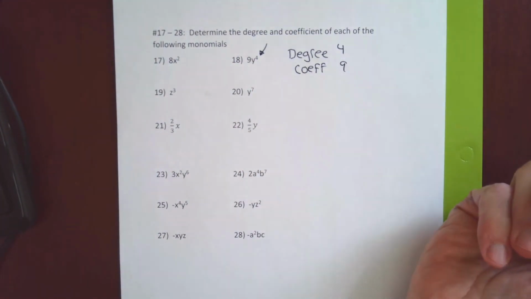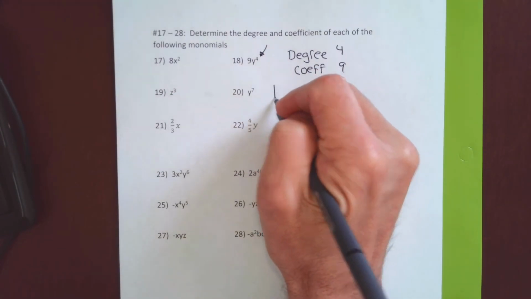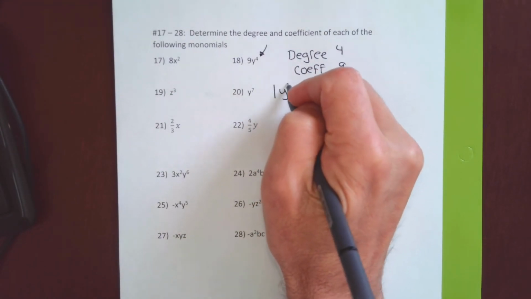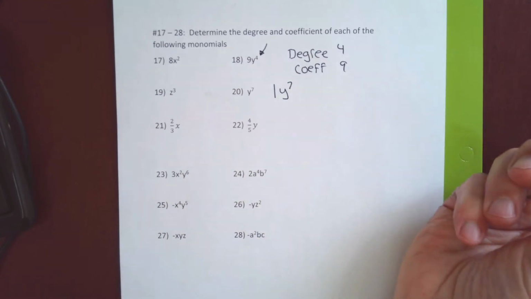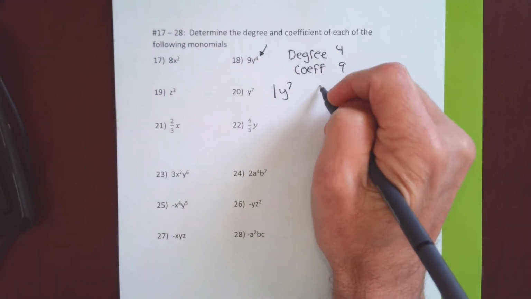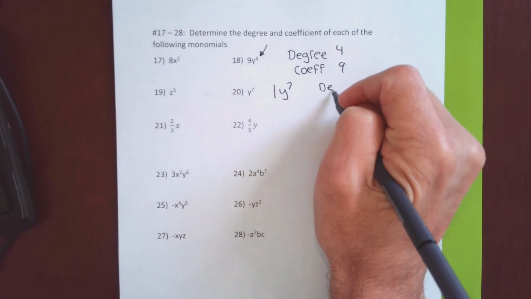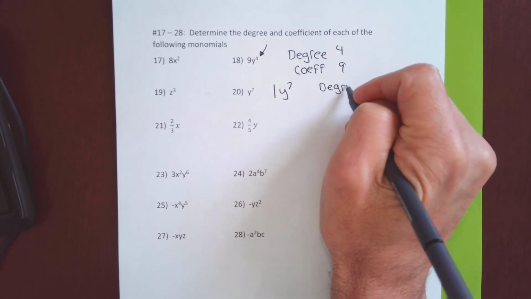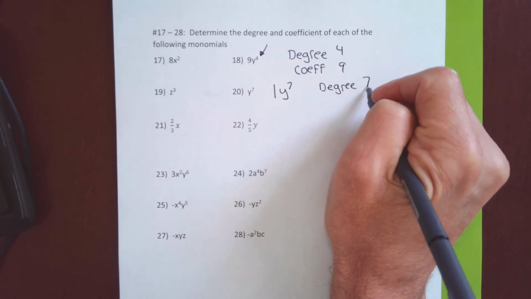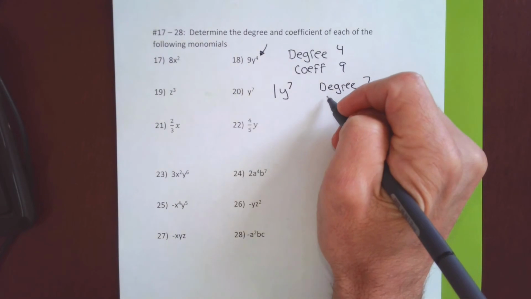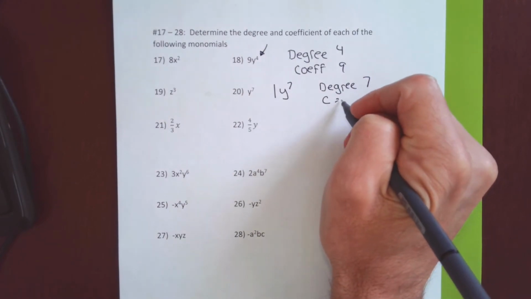In problem 20, there's an implied 1 written to the left of the y to the 7th. This is a single variable. It's a monomial. The degree is just the exponent of the y. It's a 7th degree monomial. And the coefficient, I'm just going to write c, is the implied 1.